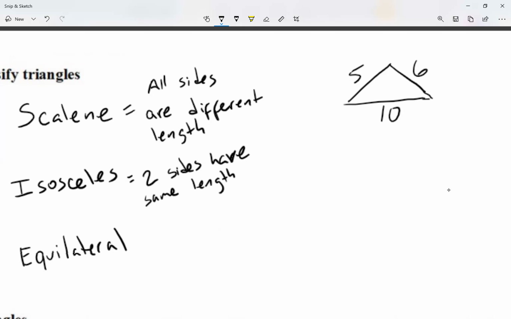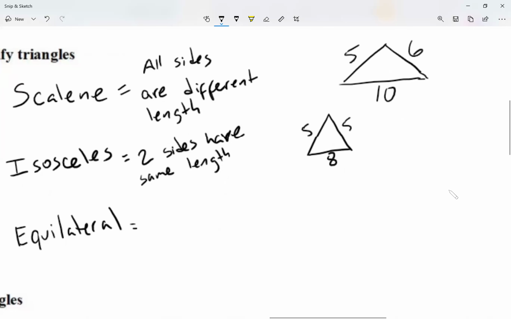Can you give me an example, Mr. Johnson? Sure. Let's just say I have a triangle here. One side is 5, the other side is 5, and the third one is 8. That would be an isosceles triangle. Two sides have the same length. Now, equilateral, kind of like the name says, sounds like equal, lateral means sides. Equilateral means equal sides, right? So an equilateral triangle is all three sides have the same length.